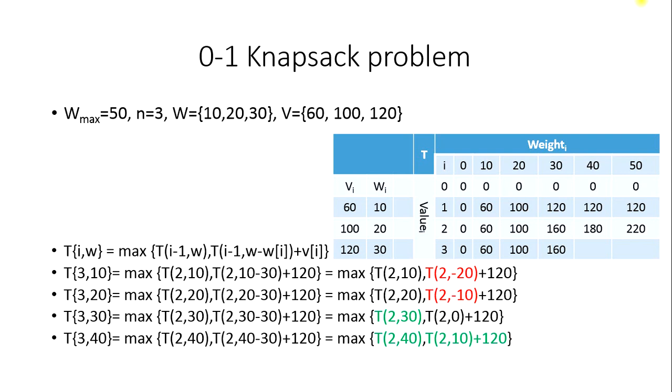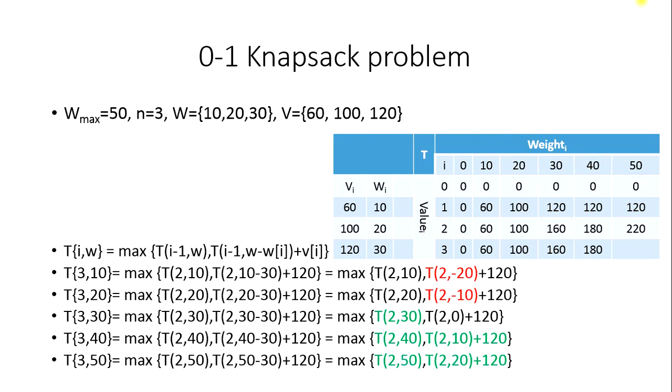What about 3 comma 40? 3 comma 40, when we solve it, we get 2 comma 40, the value of 2 comma 40 from the table, or the value of 2 comma 10 plus 120. So 2 comma 10 is 60 plus 120 is equal to 180, and 2 comma 40 is also 180. So we can place either of the one, which is 180.